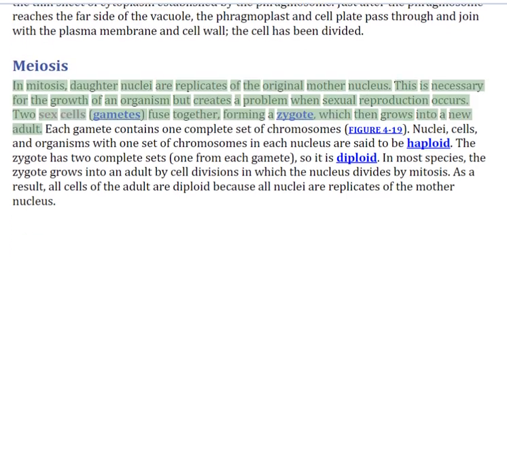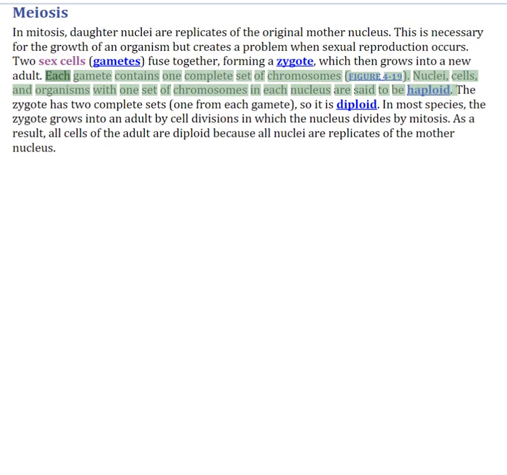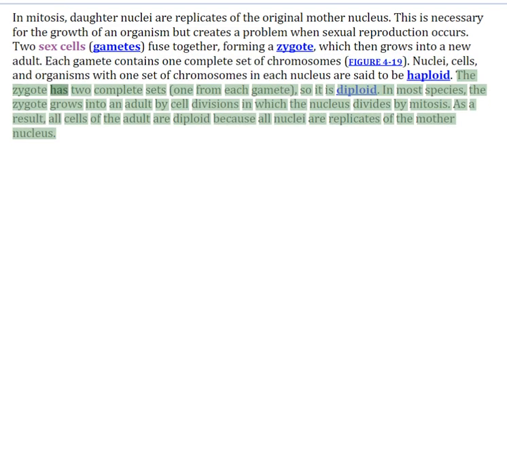Meiosis. In mitosis, daughter nuclei are replicates of the original mother nucleus. This is necessary for the growth of an organism but creates a problem when sexual reproduction occurs. 2 sex cells fuse together, forming a zygote, which then grows into a new adult. Each gamete contains one complete set of chromosomes. Nuclei, cells, and organisms with one set of chromosomes in each nucleus are said to be haploid. The zygote has two complete sets, so it is diploid.